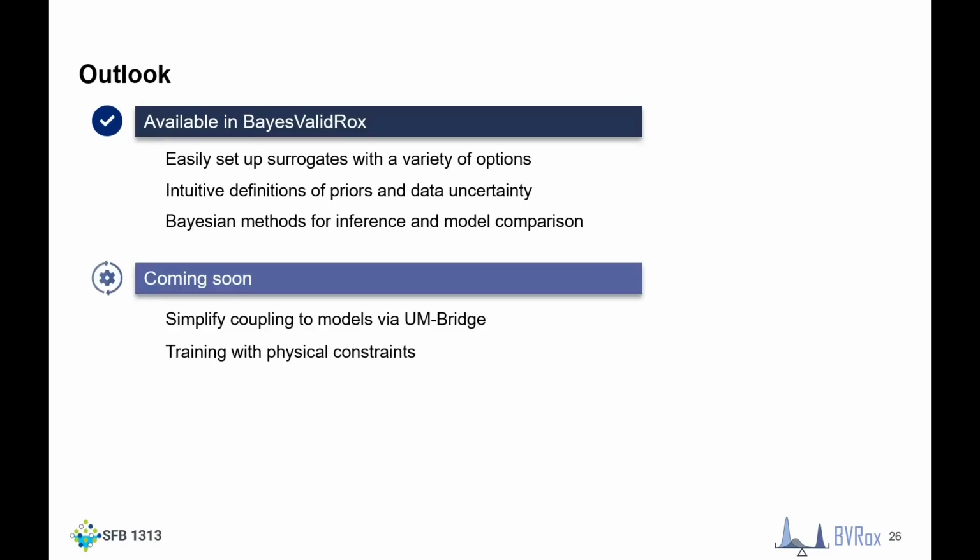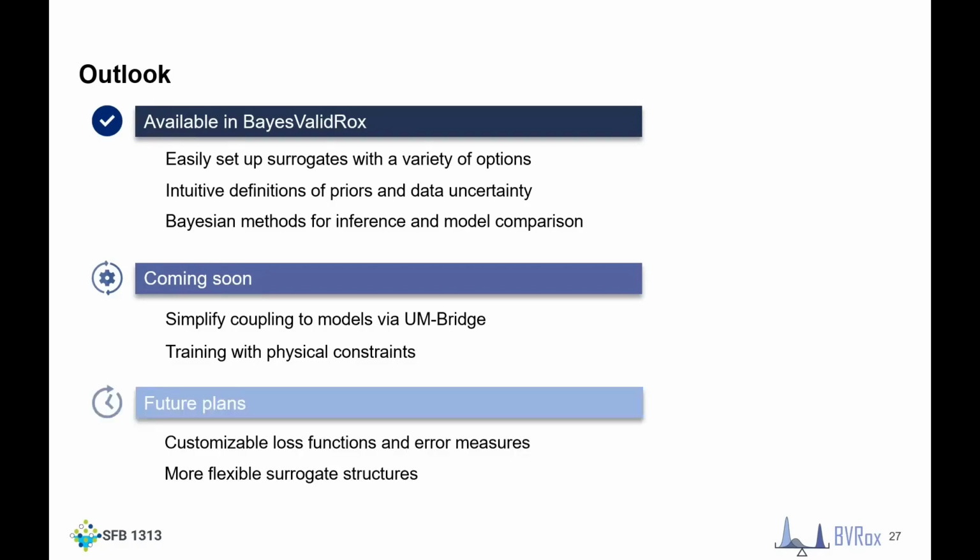So with the next version of BayesValidRox, there will be a simplified coupling to the models by using UM-Bridge, in just the way I showed you today, but also allowing for the use of all the other perks that UM-Bridge provides. And there will also be more training options, including training with physical constraints or physics-informed surrogates. And thinking more long-term, we plan to make BayesValidRox more customizable and more flexible with respect to the loss functions, error measures, and also different surrogate structures.